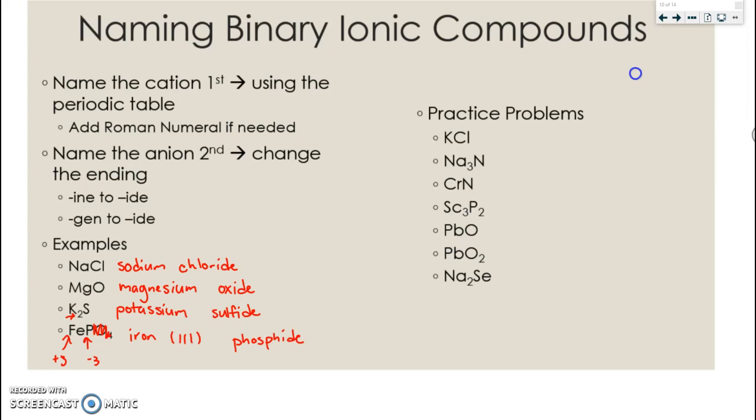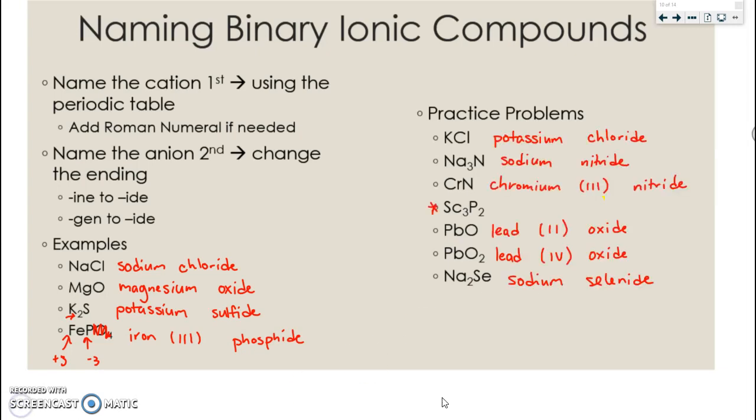Please try the practice problems. Pause the video now. Please check your answers. Let's discuss the ones that have Roman numerals, and then we'll go over the one with the star. We're going to use the anion, the negative portion, the nonmetal, to figure out the charge of our transition metal.